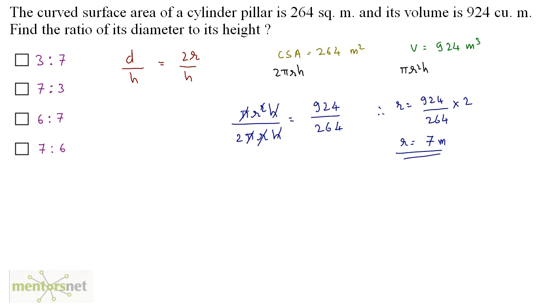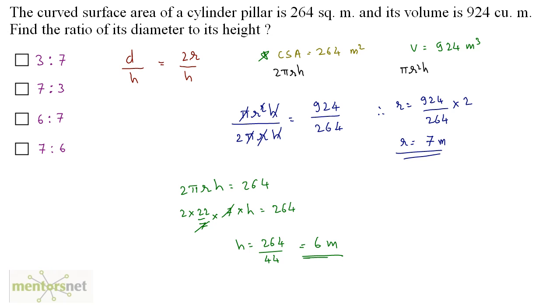We have to calculate the height now. Well, we can calculate height from any of these two formulas now. Let's take the curved surface area. So 2 pi r h is equal to 264. From this equation, let's put in the values, 2 into 22 by 7 times r is 7 times h is equal to 264, right? 7 and 7 get cancelled out. We have h is equal to 264 by 44. 22 times 2 is 44. So that will come out as 6 meters.